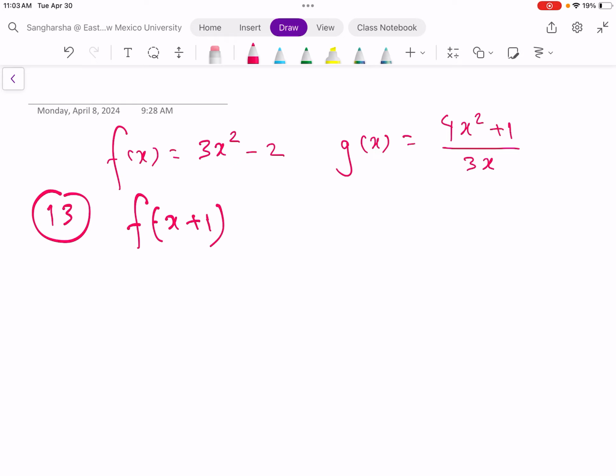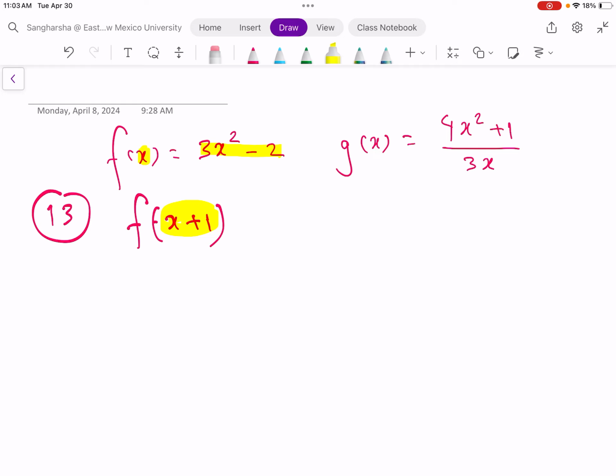We know f of x is 3x squared minus 2, and we are asked to find f of x plus 1. For this function, x is the domain. When x is the input, our output is 3x squared minus 2. Here we are asked to find f of x plus 1. Are we asked to find the input or output? We are asked to find the output. So what is the input given to us? Whatever we have inside the parentheses is the input.